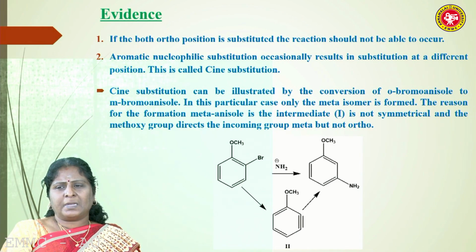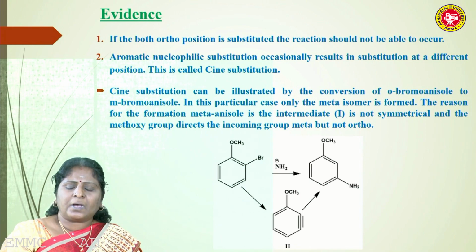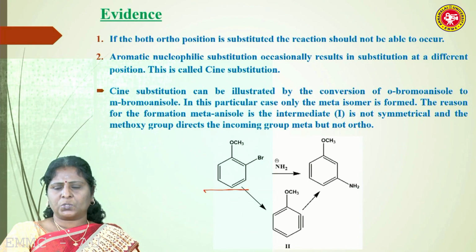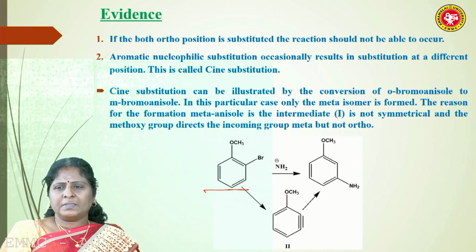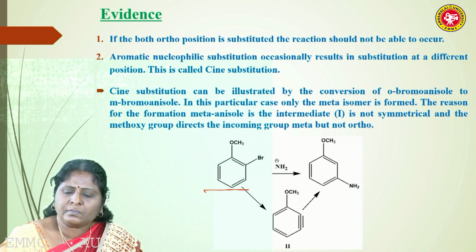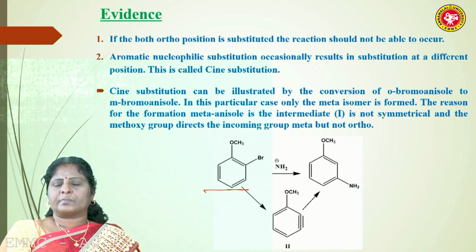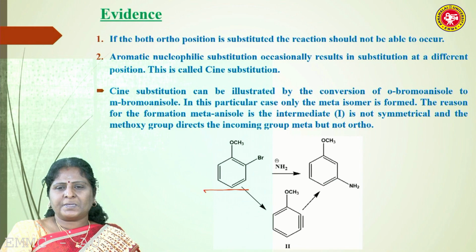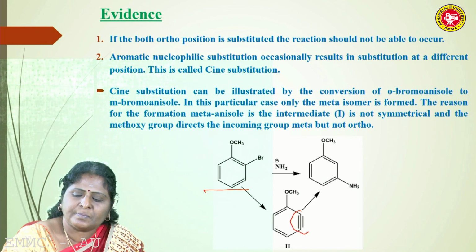Cine substitution can be illustrated by the conversion of ortho-bromoanisole to meta-anisidine. In this particular case, only the meta isomer is formed. The reason for the formation of the meta product is the intermediate. It's not symmetrical as we have seen in the previous case. The benzyne intermediate there is symmetrical, so it can be attacked at both positions. But in this case, there is only one possibility. This intermediate is not symmetrical.